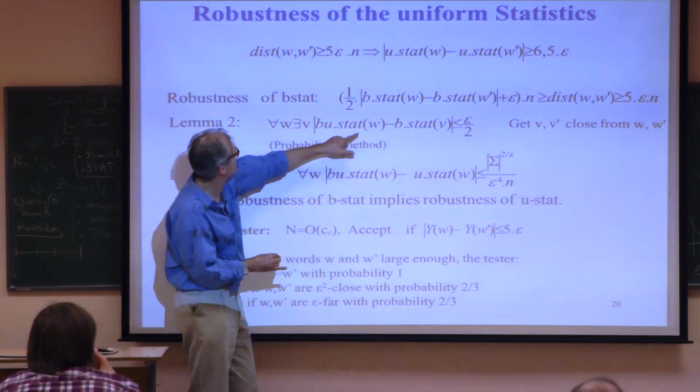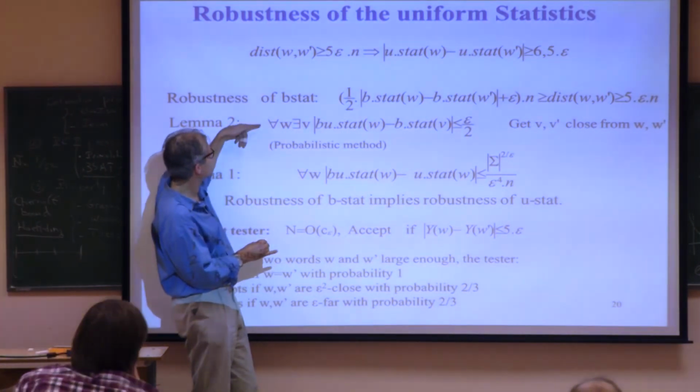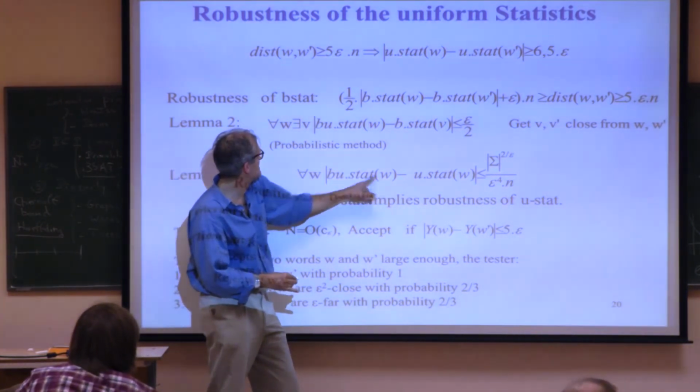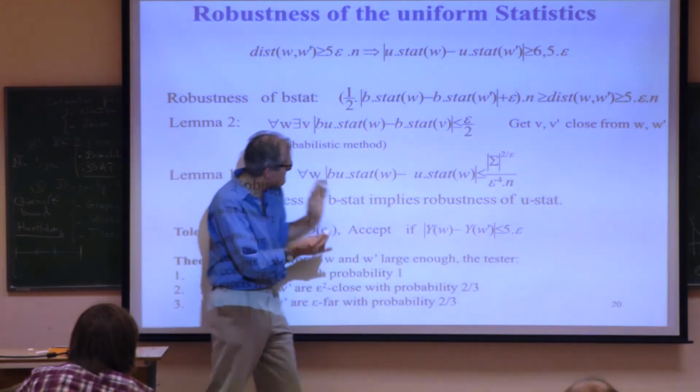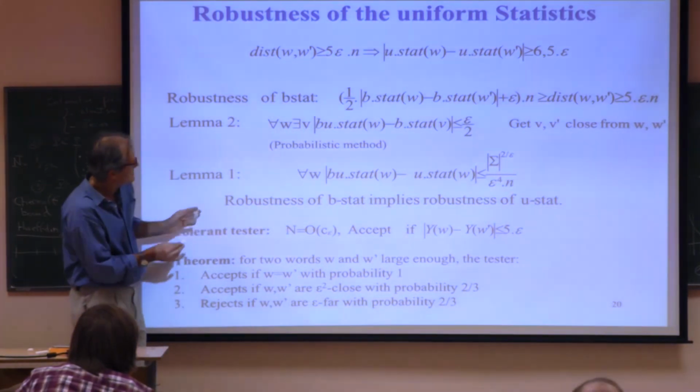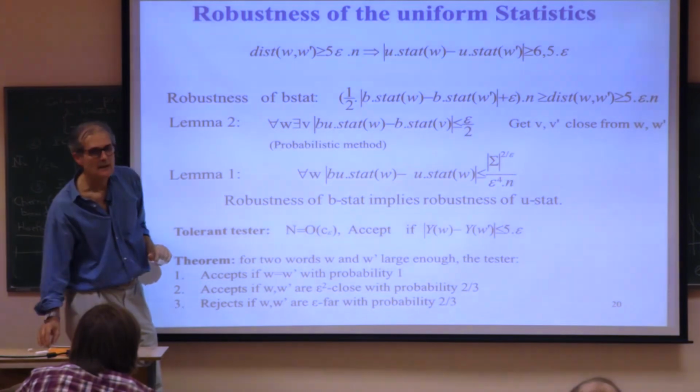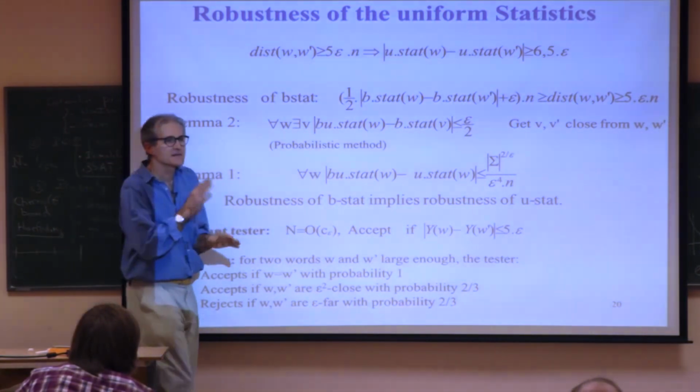Okay, in other words, you use the previous lemma. And then you use the lemma before, where you compare the BU-stat with the U-stat. And then you put the errors together, and eventually you show that this is true.